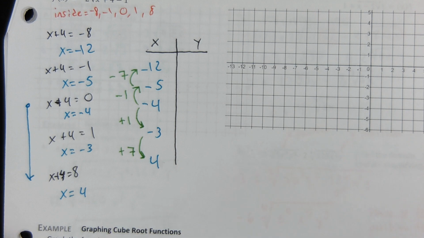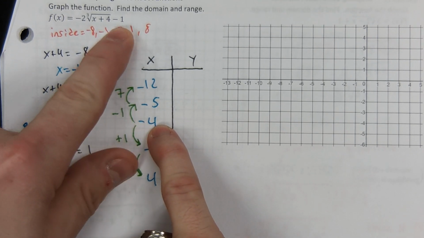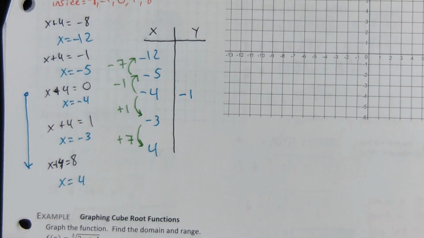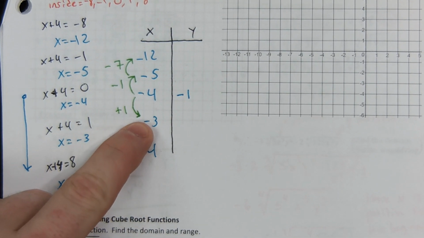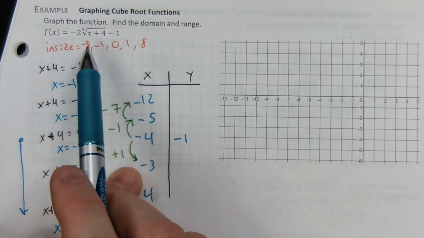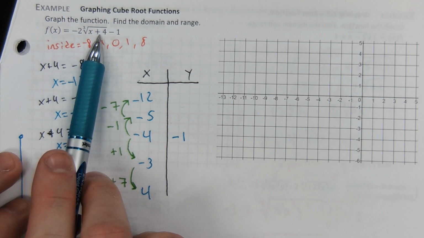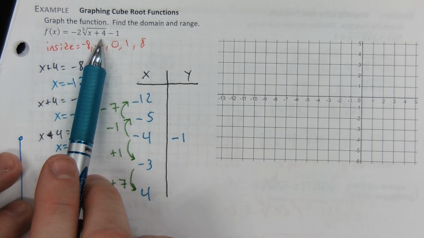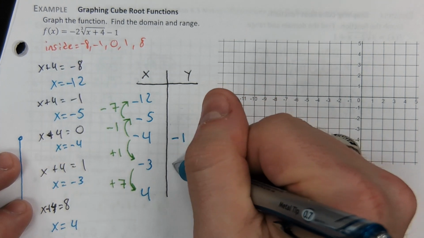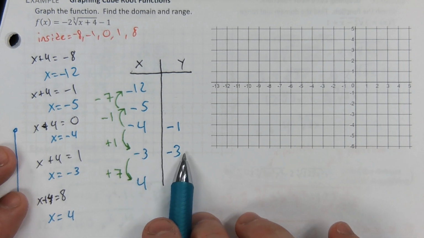Okay? Now, let's plug this number in. Oh, wait a minute. It's going to give us -1. We already know that. Great. Now, let's plug in -3 and see what happens. -3 plus 4 is 1. The cube root of 1 is 1. Times -2 is -2. -1 is -3. This is a coincidence that they match. Put no stock into this at all. It's coincidence.